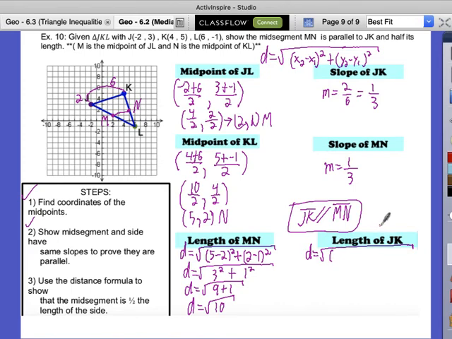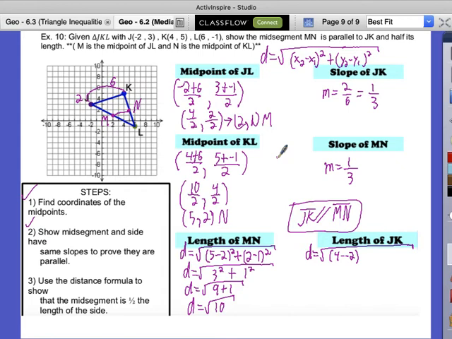What are the coordinates of J and K? What are the x values? 4 of J and negative 2 of K. Would you rather have negative 2 minus 4 or 4 minus negative 2? Wait, where'd you get that from? 4 minus negative 2. Okay. Up top, the length of JK, the coordinates of J and K are up there. For the length of MN, these are the coordinates of M and N. Does that make sense now? Yeah, now I see it.